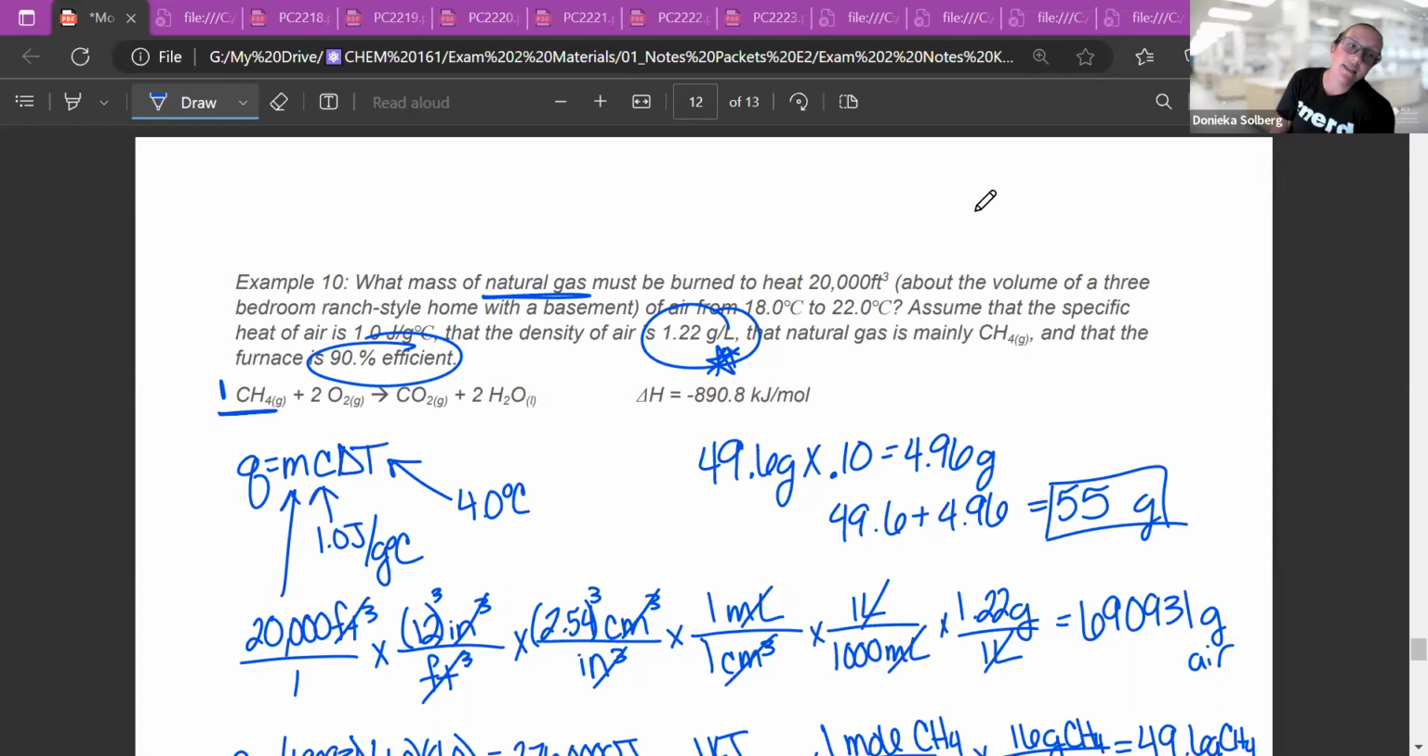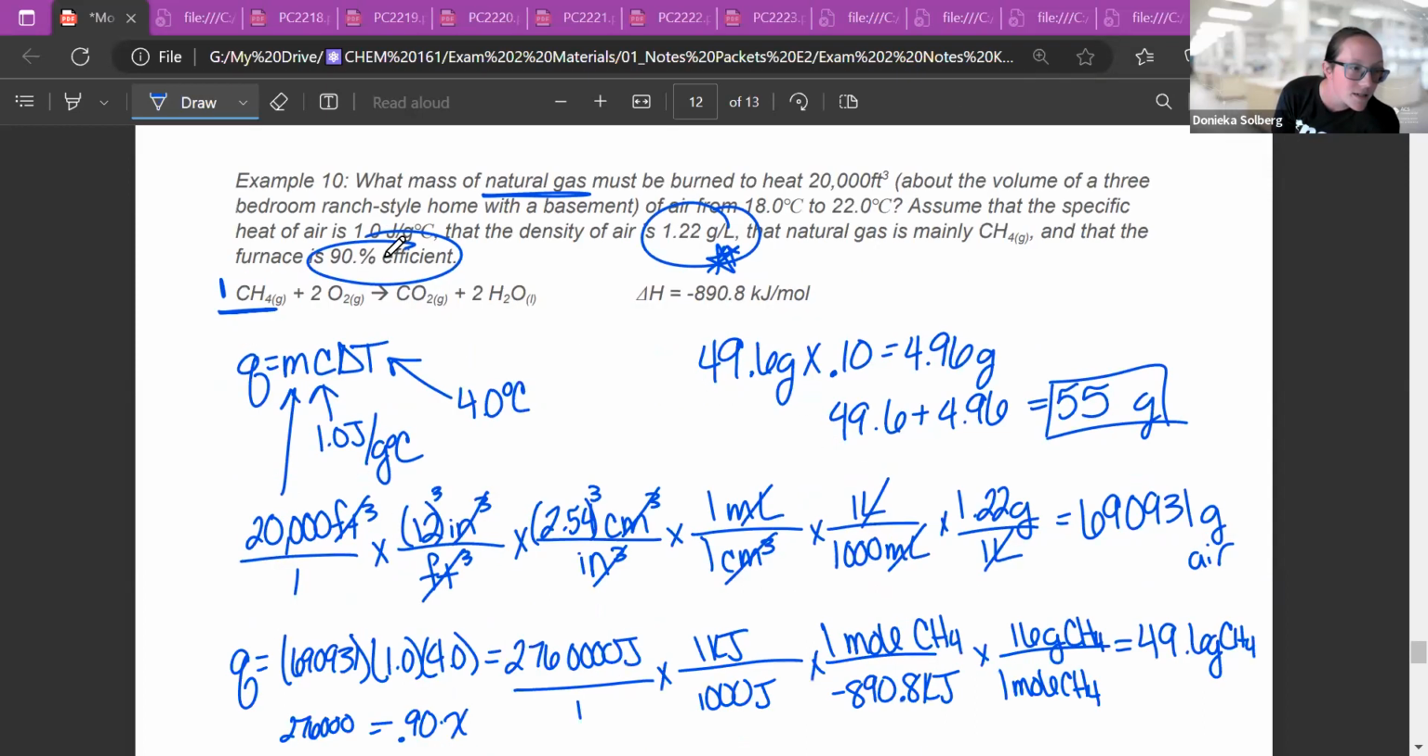Assume that the specific heat of air is, what does that say? 10 joules per gram degree Celsius? I don't know, I wrote over it. Density of air is 1.22 grams per liter. You are going to need that. The natural gas is mainly methane, so we're just going to assume it's all methane, and that the furnace is 90% efficient. This is like an extra credit type problem here. Okay, there's a lot of parts to it.